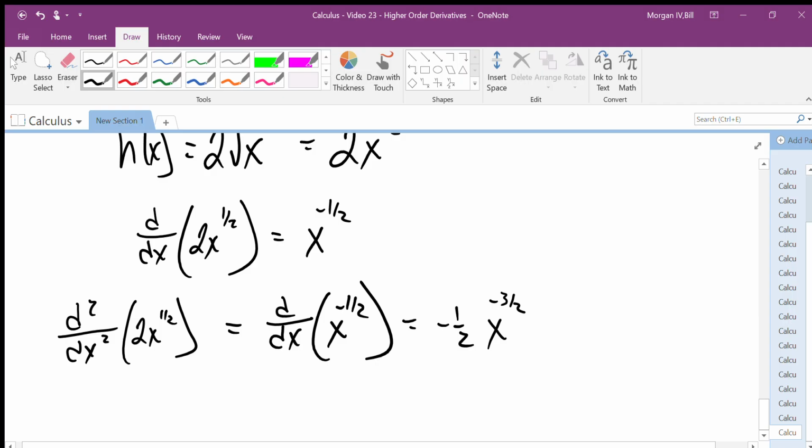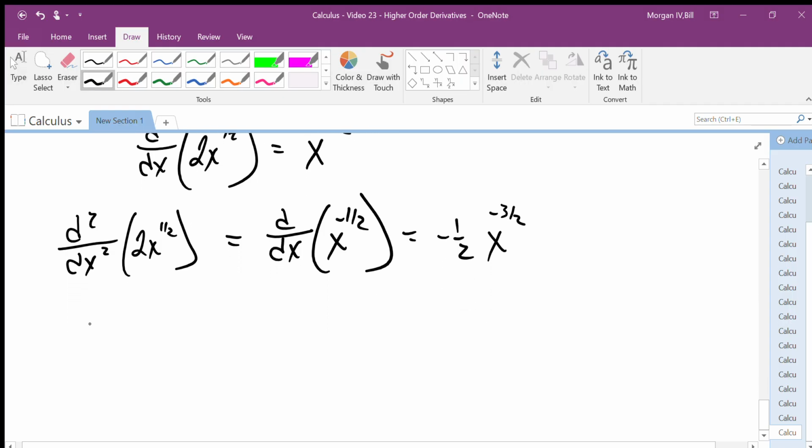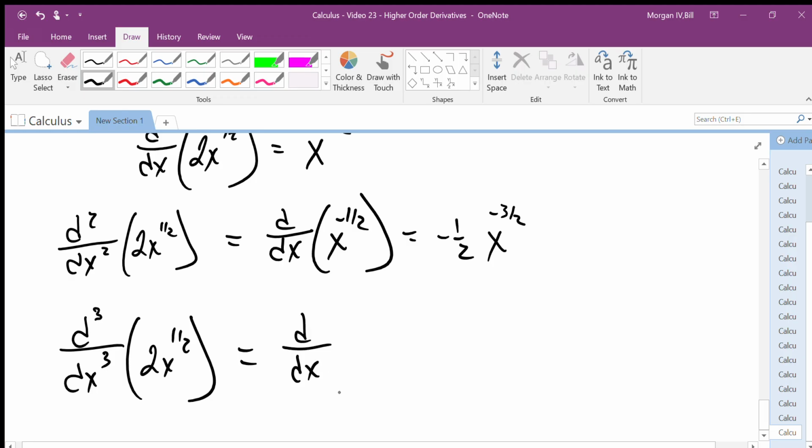All right. The third derivative of 2x to the 1/2. That's the same thing as the derivative of the second derivative, right? The derivative of the thing we just found, the negative 1/2 x to the negative 3/2. We'll bring the negative 3/2 multiplied by negative 1/2. That is positive 3/4 x to the subtracting 1 gives us negative 5/2.